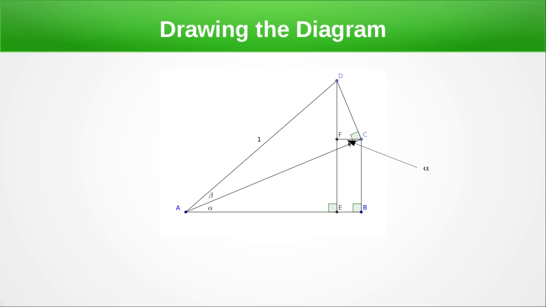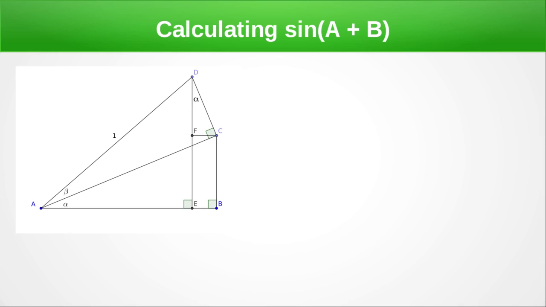Now this line of course will be parallel to this line, which means if this is alpha, then this angle here must be alpha. Now that means this angle here must be 90 minus alpha, and if that is a right angle and that's 90, that means this angle here must be alpha also. Okay, so let's now derive the formula for sine of A plus B, or alpha plus beta.